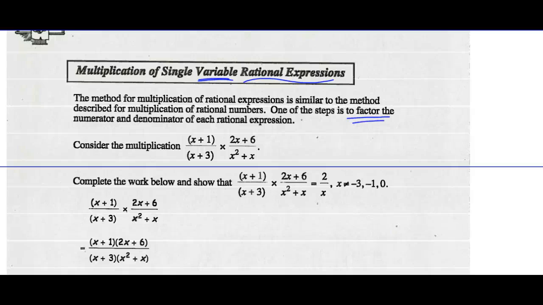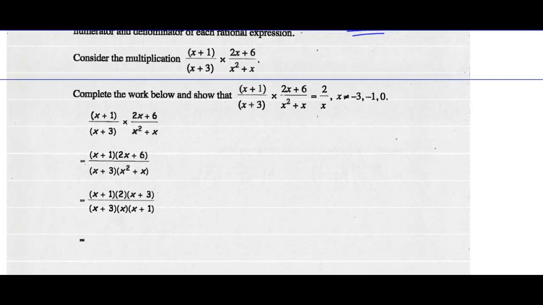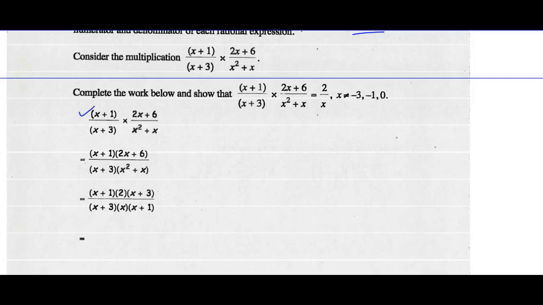All right. So let's consider the multiplication of (x plus 1) over (x plus 3) by (2x plus 6) over (x squared plus x). Step 1 should be to factor anything we can. So x plus 1, x plus 3, they're already factored, but 2x plus 6 has a common factor of 2, and that leaves us with x plus 3, and x squared plus x has a common factor of x, and that leaves us with x plus 1.